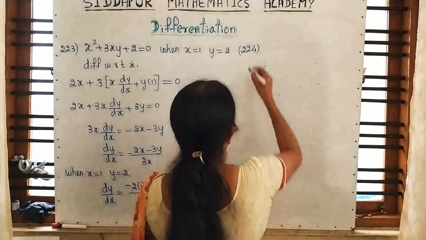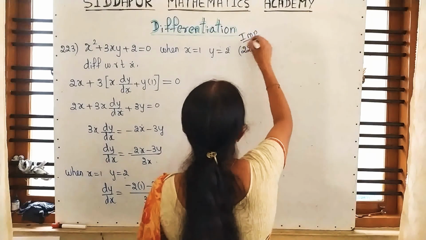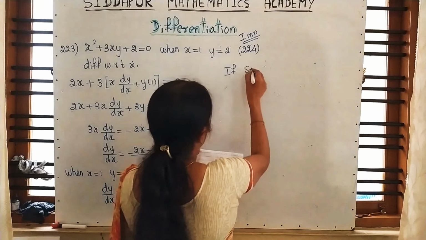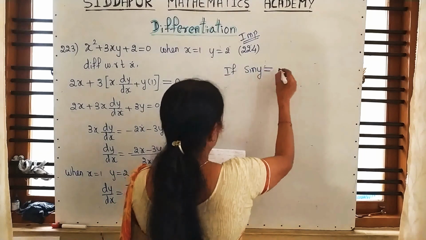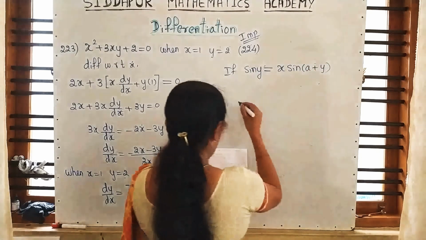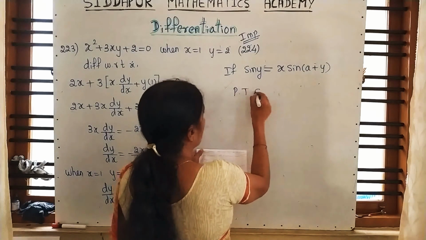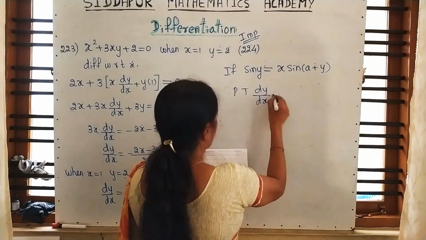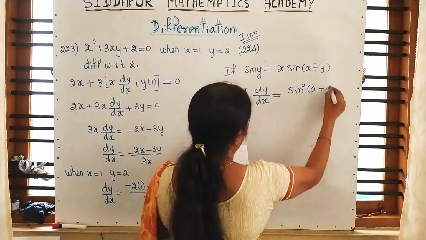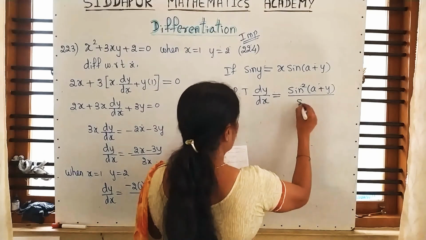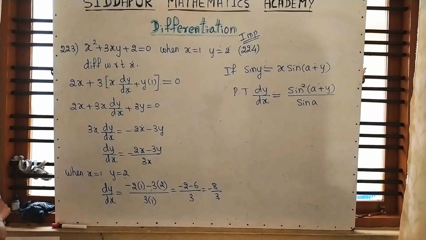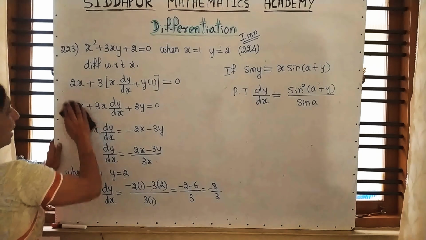See, this, mark it. It is very important. You will get it in competitive exams also and in theory also. If sin y is equal to x into sin (a plus y), prove that dy upon dx is equal to sin square (a plus y) divided by sin a. Please note down this, students. I am giving you one trick here. Only 2 or 3 questions are there like this that we are solving.